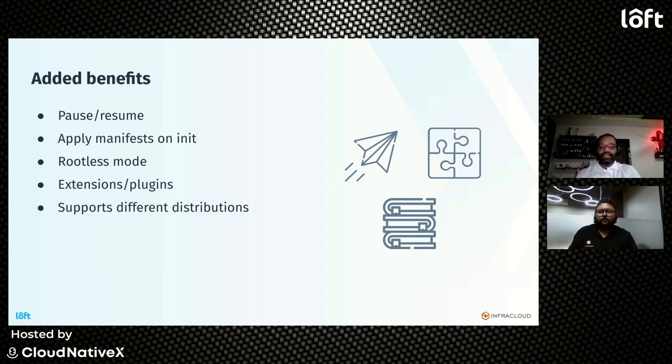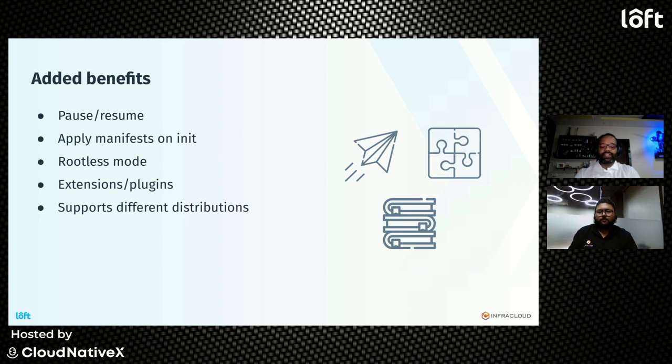vClusters also support the plugin model. So you can create your own plugins to extend the capabilities of vCluster and make it more suitable for your custom use case scenario. And finally, by default, when we create a vCluster, it uses the K3s distro. But vCluster also has support for K0s, K8s, and EKS. And you can configure them when you are creating the virtual cluster by using the distro flag.